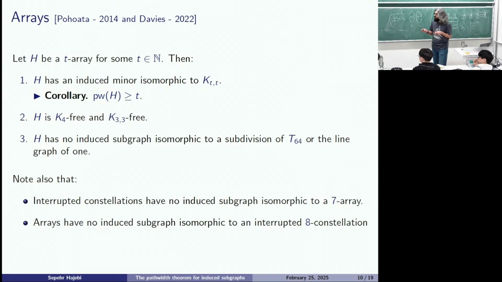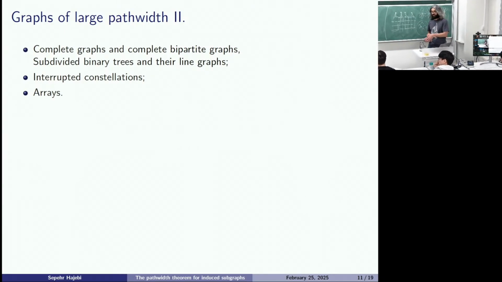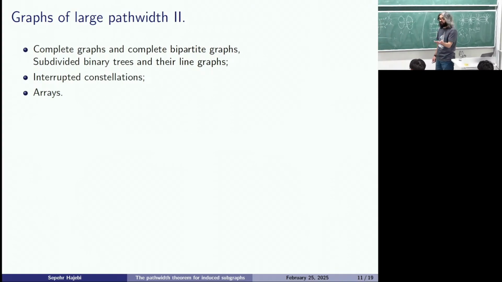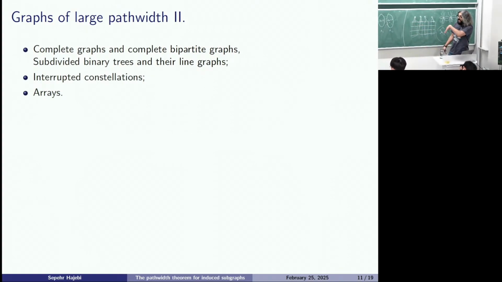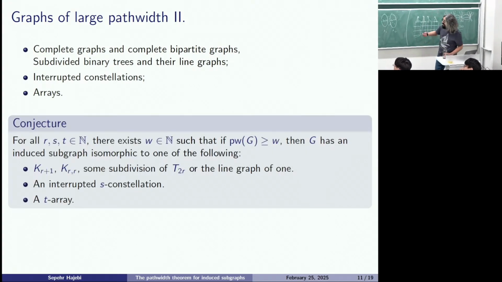Okay, so you remember we had this conjecture that every graph of sufficiently large pathwidth has an induced subgraph of large pathwidth that is either complete bipartite, a subdivided binary tree, or the line graph of one. And this turned out to be false because of interrupted constellations and the arrays. So let's just add them to the list and make another conjecture. Could it be true that every graph of sufficiently large pathwidth contains an induced subgraph of large pathwidth that is either complete bipartite, a subdivided binary tree, or the line graph of one, or an interrupted constellation, or an array?